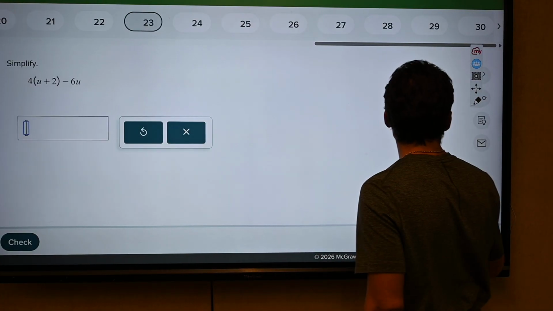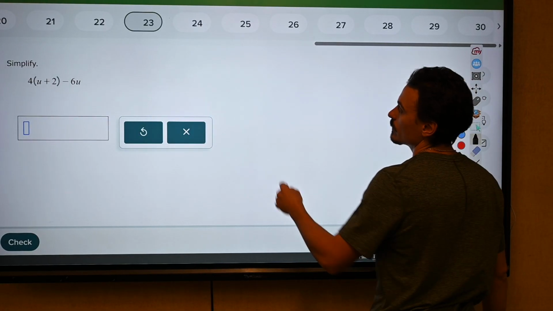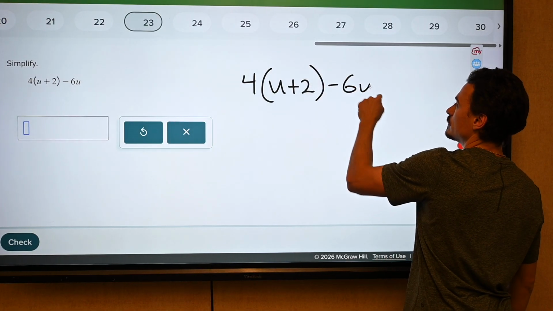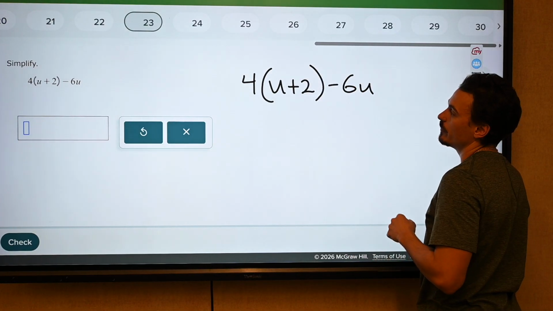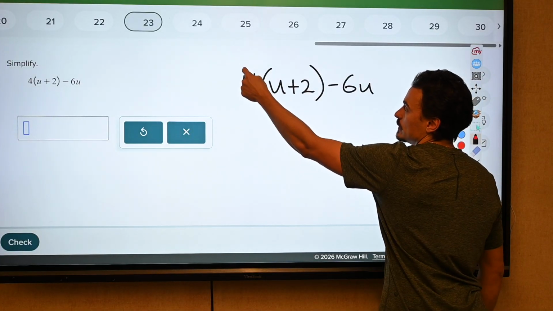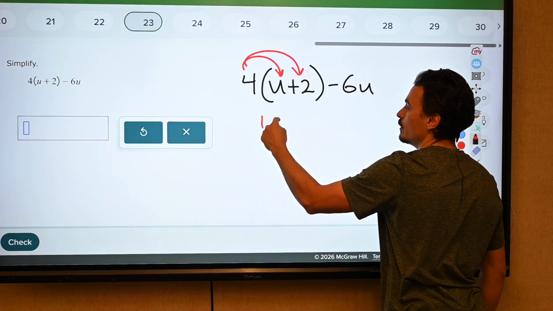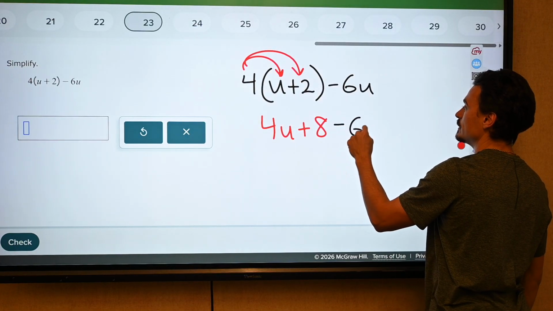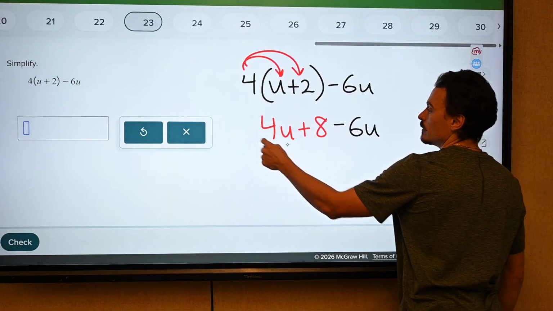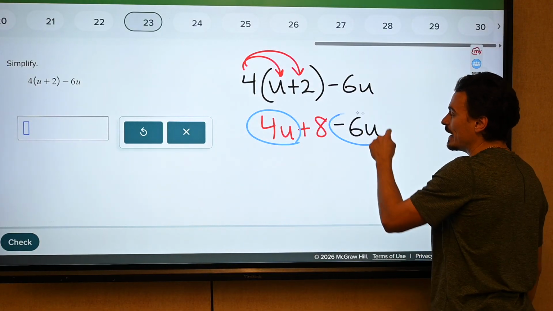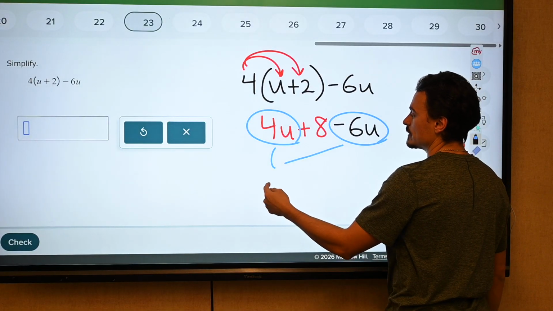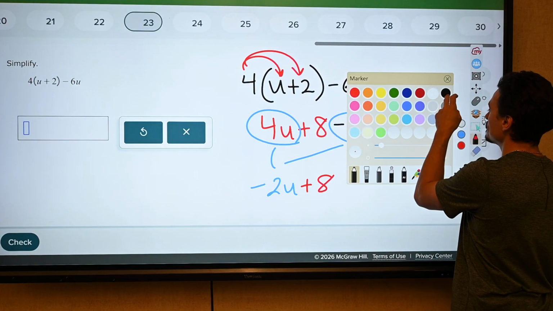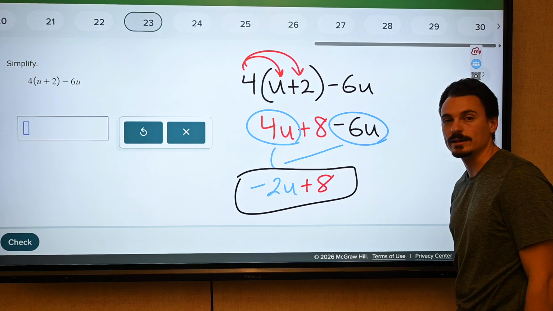23. We got 4 in parentheses u plus 2 minus 6u. Before you do anything, you got to get rid of these parentheses. So I got to multiply with two terms here. 4u plus 8 minus 6u. 4u's, those are positive. Minus 6u, those are negatives. So that's going to be negative 2u plus 8. That's our answer.